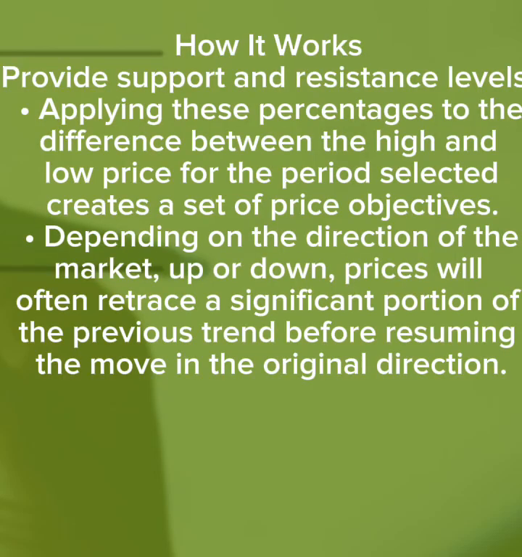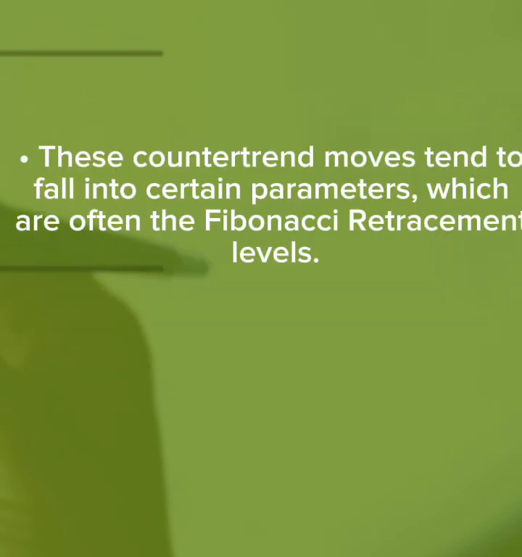How it works. Provide support and resistance levels. Applying these percentages to the difference between the high and low price for the period selected creates a set of price objectives. Depending on the direction of the market, up or down, prices will often retrace a significant portion of the previous trend before resuming the move in the original direction. These counter-trend moves tend to fall into certain parameters, which are often the Fibonacci retracement levels.